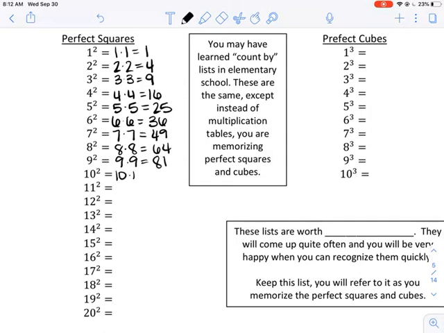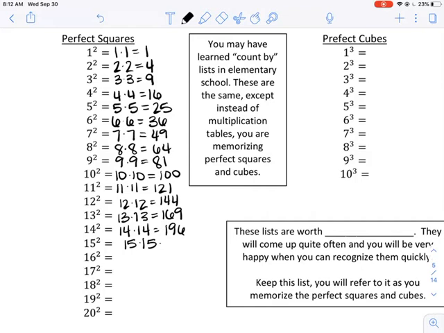10 times 10 is pretty easy because it's just a 1 with 2 zeros. 11 times 11 is 121. 12 times 12, 144. I was always really proud when I got all my multiplication tables memorized because I felt like I could do things with such big numbers. 196.